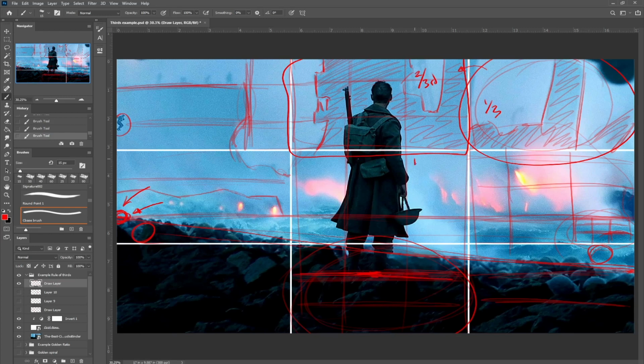So 1, balance with the rule of thirds. 2, no arrows.